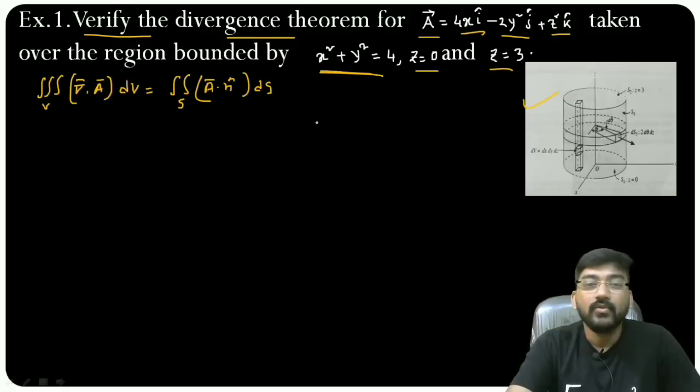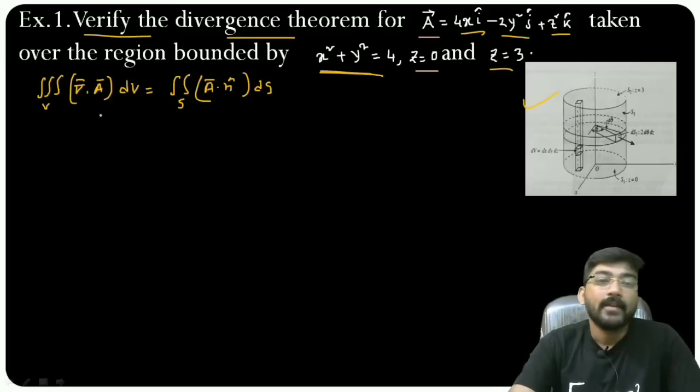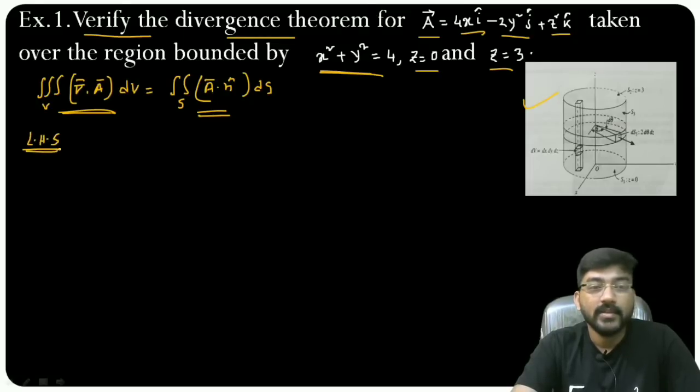So we have to find the surface integration for all 3 surfaces and the volume integration for this region. And we have to prove that the left hand side, the volume integration, will obviously be equal to the surface integration. So let me first find the left hand side, which is just the volume integration. First you have to find divergence A.